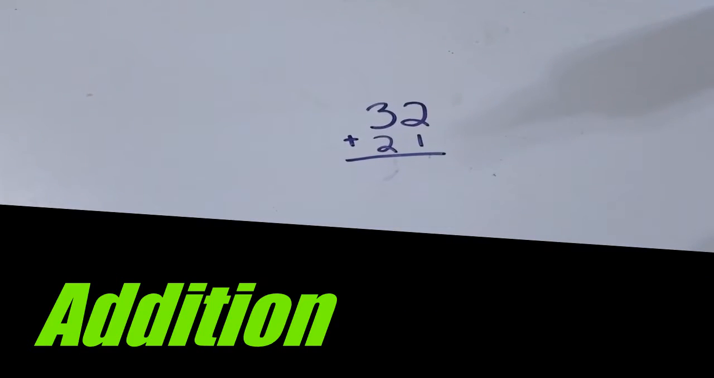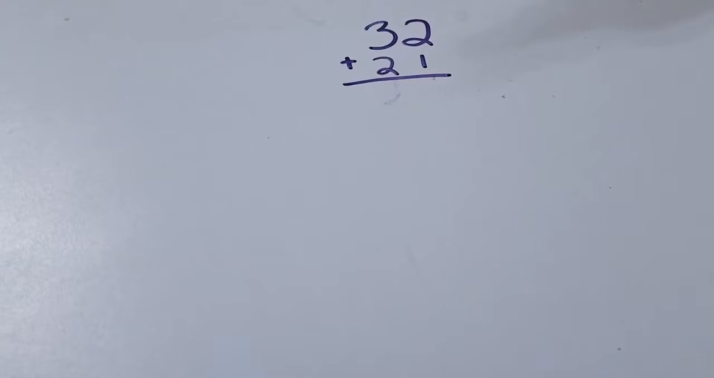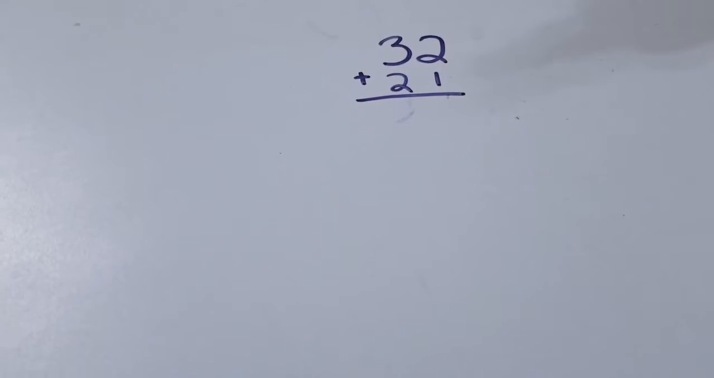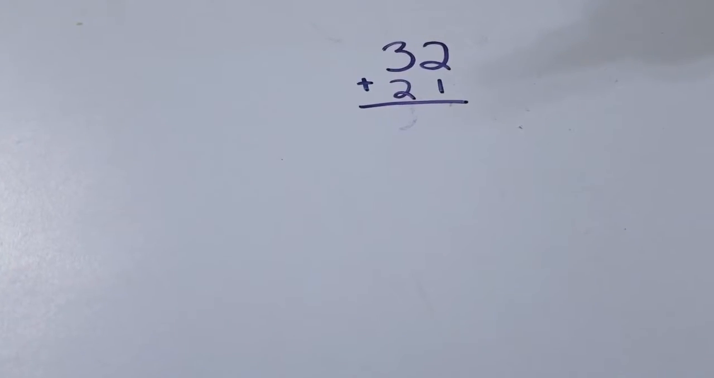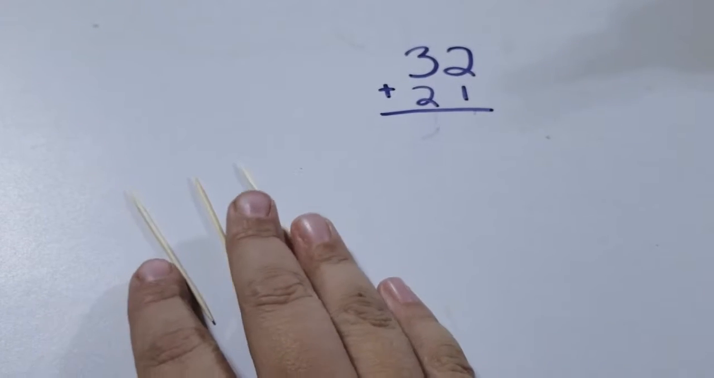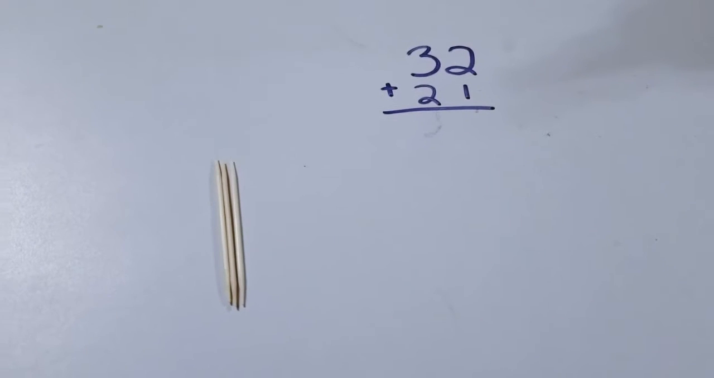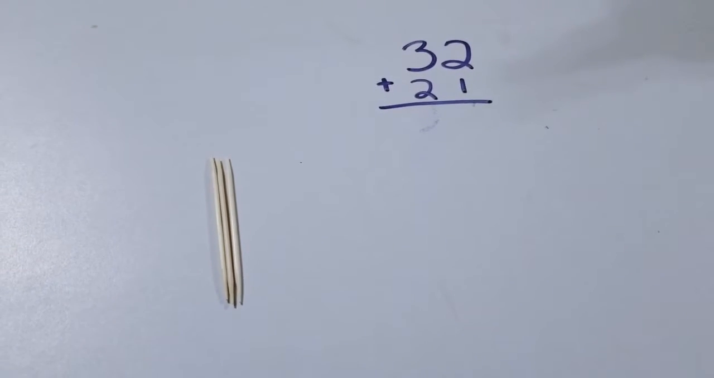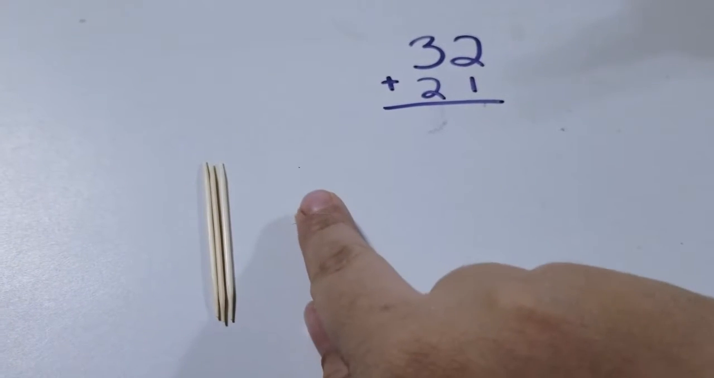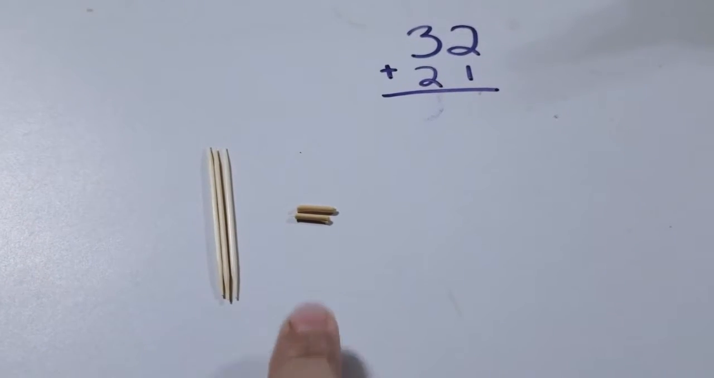Okay, so here is our first equation. And up there we have 32 plus 21. So we're going to take our 3 toothpicks, and these represent our tens place. And then we're going to take 2 of our single units. These are our ones. So that right there is 3 and 2 is 32.